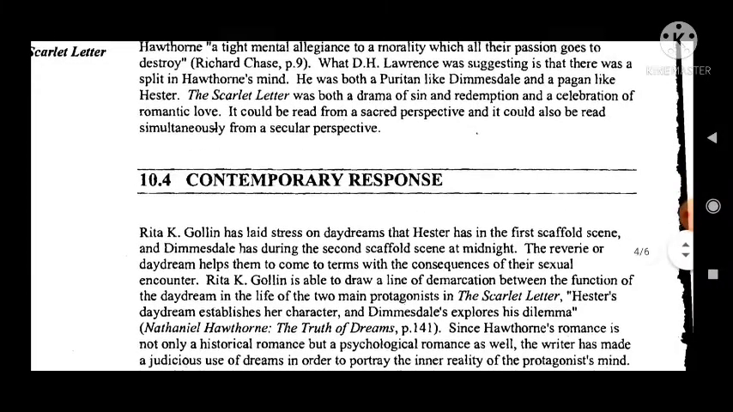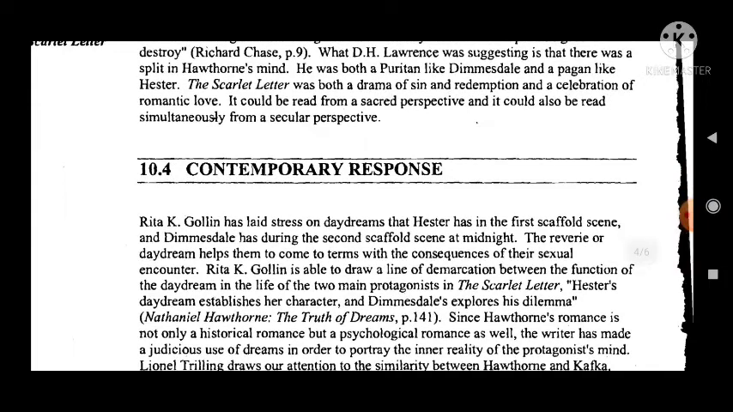The Scarlet Letter was both a drama of sin and redemption and a celebration of romantic love. It could be read from the sacred perspective, and it could also be read simultaneously from a secular perspective. So it is dual in nature.